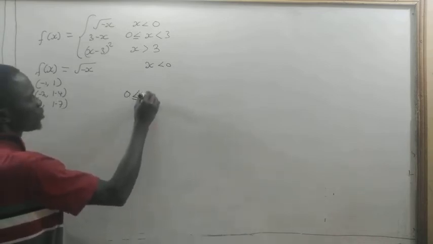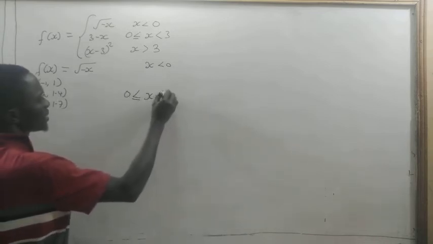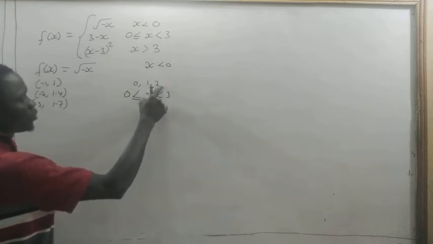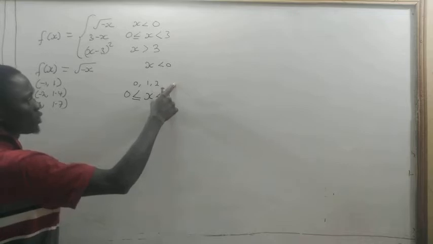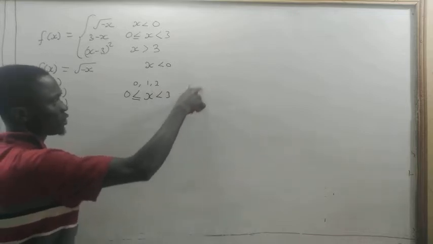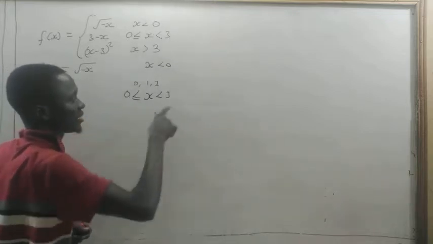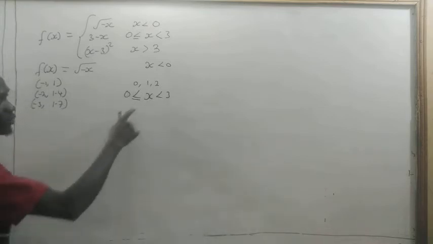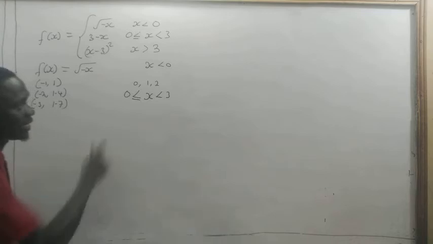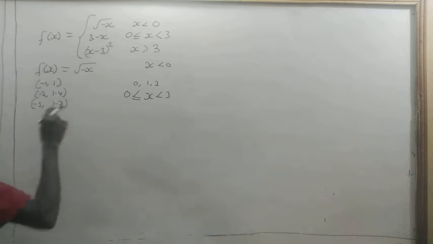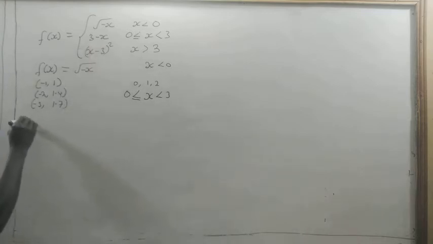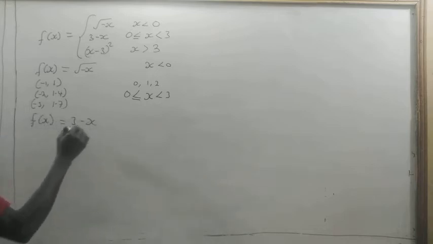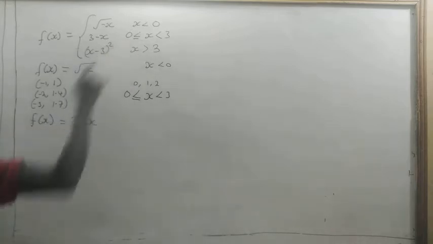x greater than or equal to 0 but less than 3, that is 0, 1, 2, 2.1, 2.2, 2.3, 2.4, 2.5, 2.6, 2.7, 2.8, 2.9, 2.999. These are the values between 0 and 3, including the 0. So you take f of x to be equal to 3 minus x. Well, that's the definition there.